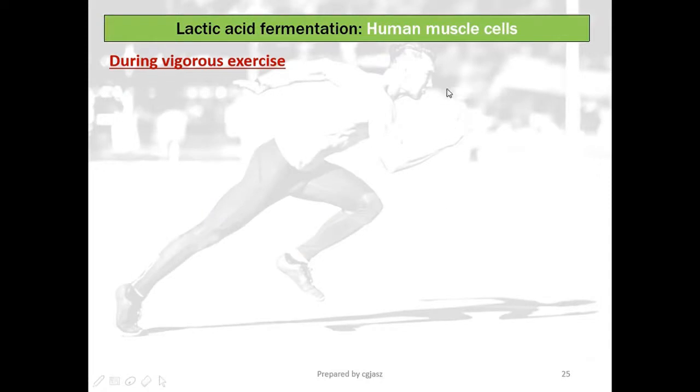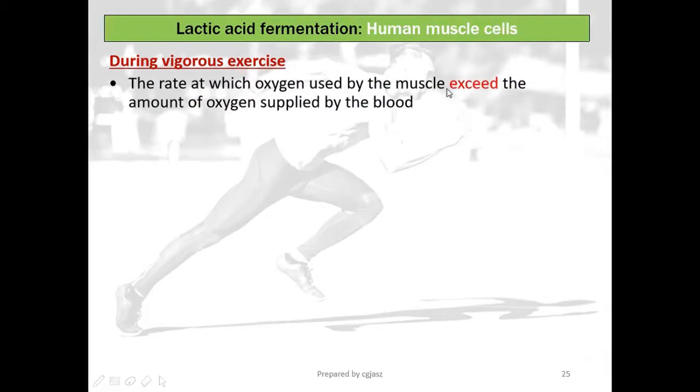Second example of lactic acid fermentation is the human muscle cells. When a person doing vigorous activity, contohnya lari marathon 42 km. So what happen is the rate of oxygen used by the muscle cell exceeds the amount of oxygen supplied by the blood. Maksudnya kadar penggunaan oksigen di dalam muscle cell melebihi kadar pembekalan oksigen oleh darah.